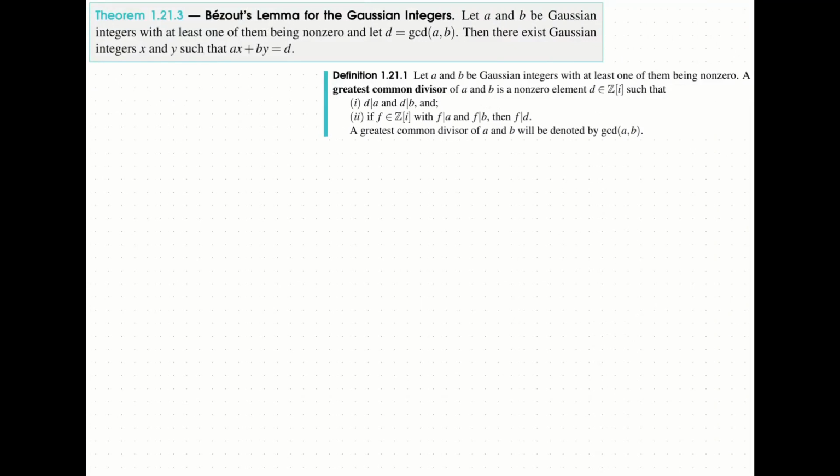But now we can go ahead and prove Bézout's lemma for the Gaussian integers. So we're going to choose a and b to be Gaussian integers with at least one of them being non-zero. And we're going to let d be the GCD of a and b. And the claim is that we can find Gaussian integers x and y such that ax plus by is equal to d. So before we start this proof, I'm going to go ahead and revisit the original proof that we did for Bézout's lemma at the start of the term.